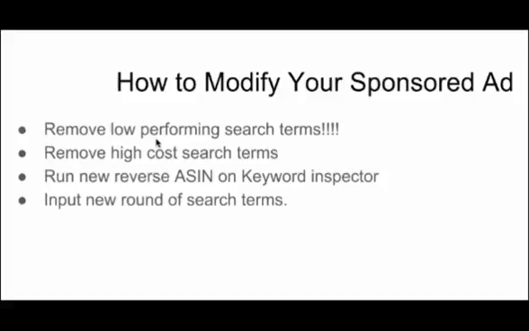And next is I remove super high cost search terms that I'm just not interested in even pursuing because it's too much money, too much competition, and I don't think I could even compete. And so I'll remove those. Next is I run a new reverse ASIN search on Keyword Inspector on a new product that's very similar to the one that I now have. So like I said, if I'm going to pursue surfboard wax, I'm going to type surfboard wax into Amazon and then do a reverse ASIN based off of the top result, because that one's more geared towards surfboard wax, and I can find some maybe more niche surfboard wax type of search terms.